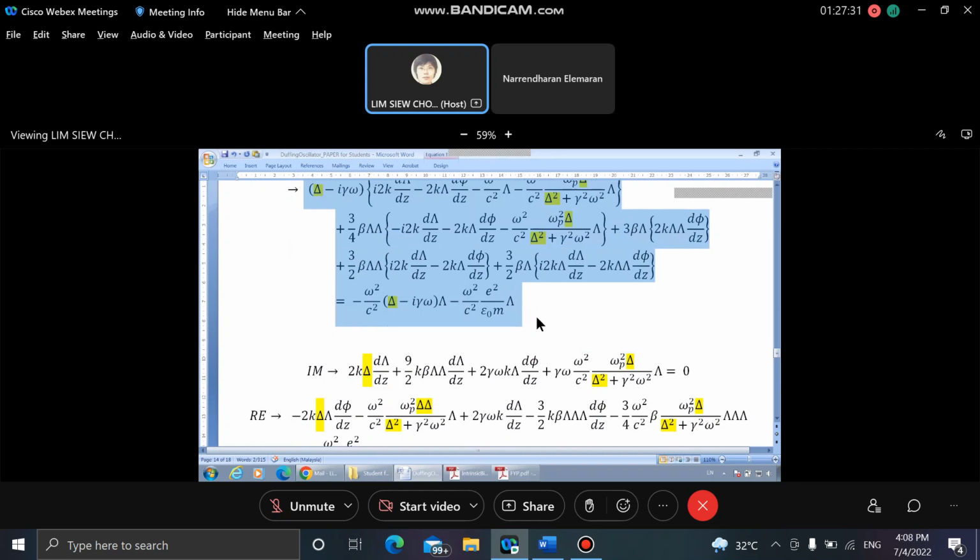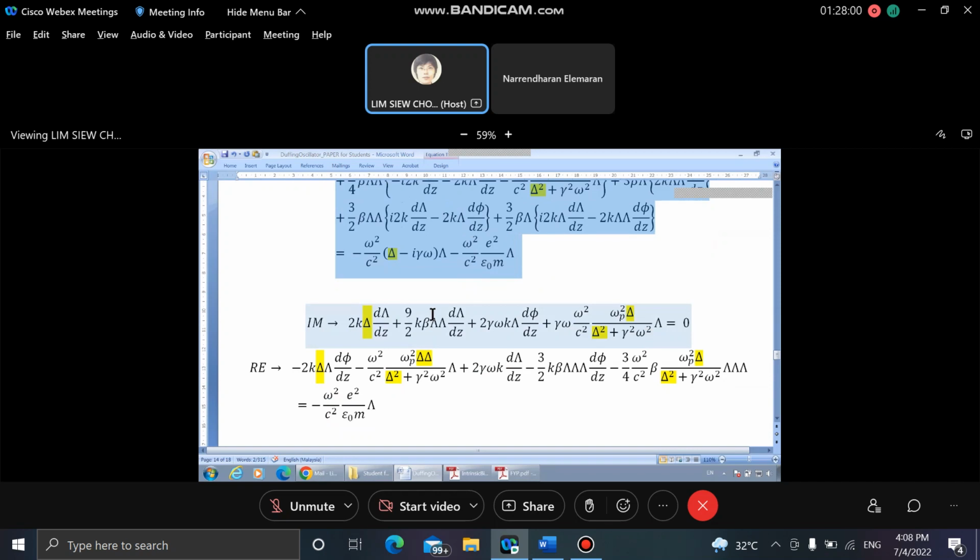Okay, you know why I can do so. Please recall your complex analysis. If a complex function A equals to complex function B, so A can have the real and imaginary part, B you have the real and imaginary part. If A equals to B, means that real A equals to real B, and imaginary A equals to imaginary B. So it is the same thing. Complex equation, we can always break down to two equations.